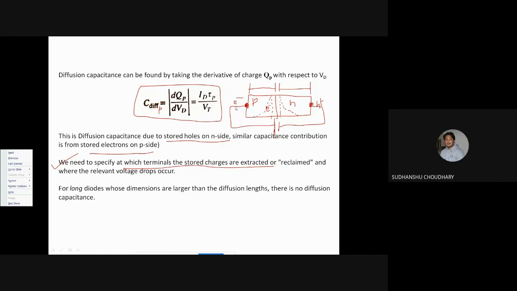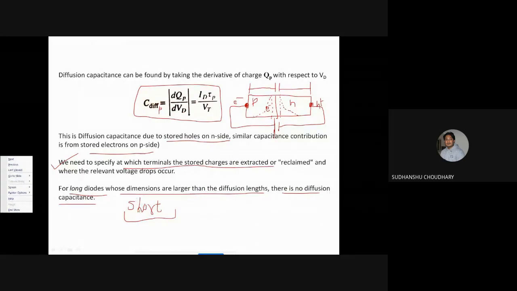So there will be no diffusion capacitance, or zero diffusion capacitance. That is why it is said that for long diodes, whose dimensions are larger than diffusion lengths, there is no diffusion capacitance. That is, diffusion capacitance is zero for long diodes. But most of the diodes are short, so there exists some diffusion capacitance, except for laser diodes, which are very long, where the diffusion capacitance is zero. For all other diodes, they are considered short and they have some diffusion capacitance.